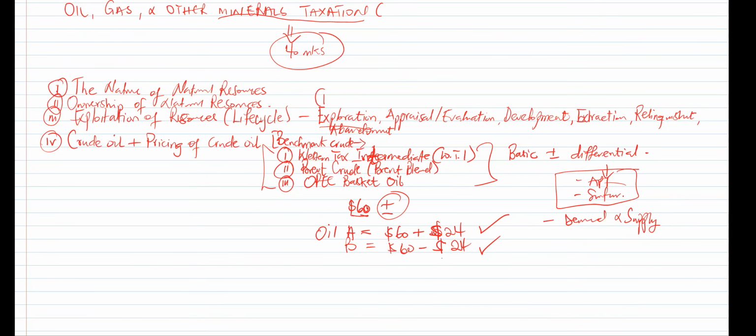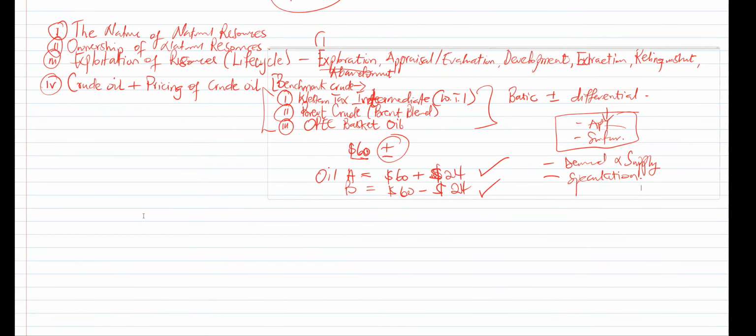All right. So demand and supply can also play a key role in the pricing of oil. Then we have speculation. Speculation can also play a role. So there are some things that you should know when it comes to pricing of crude oil. It's been a while, but I told you to just prepare. So that was the pricing.